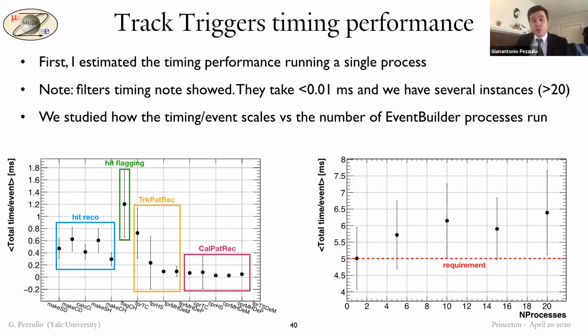The plot on the right is pretty interesting because it shows the expected total time for the online reconstruction and triggering as a function of the number of processes we're going to run on a single server, starting from 1 up to 20, which is the number that we actually want to use. So we would like to run 20 event builders on a given server unit. And the result that we obtain is at the level of 6.5 milliseconds, which is above the requirement.